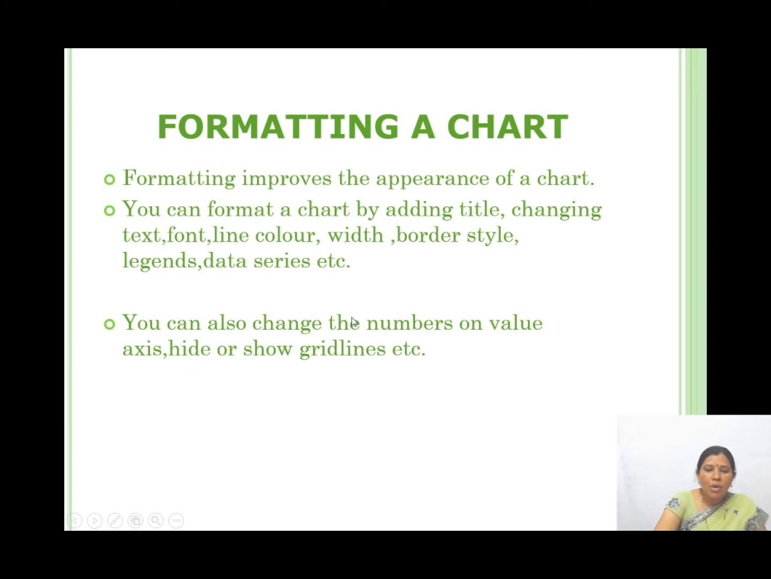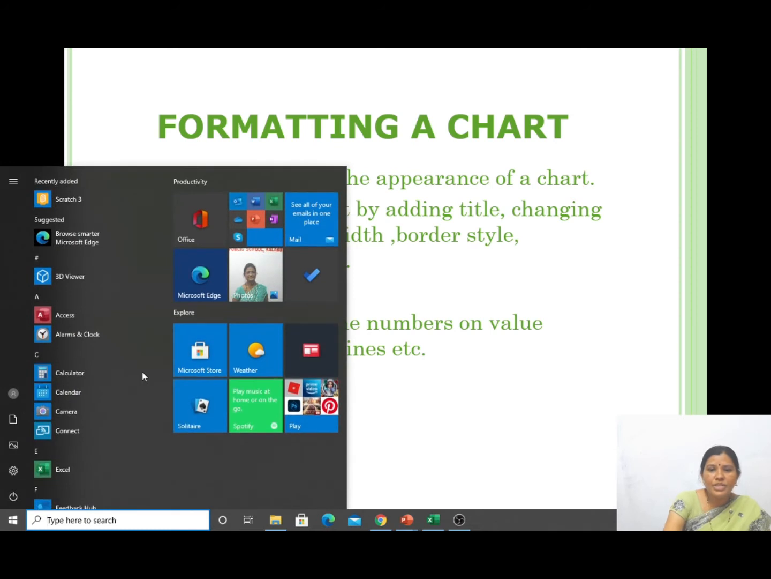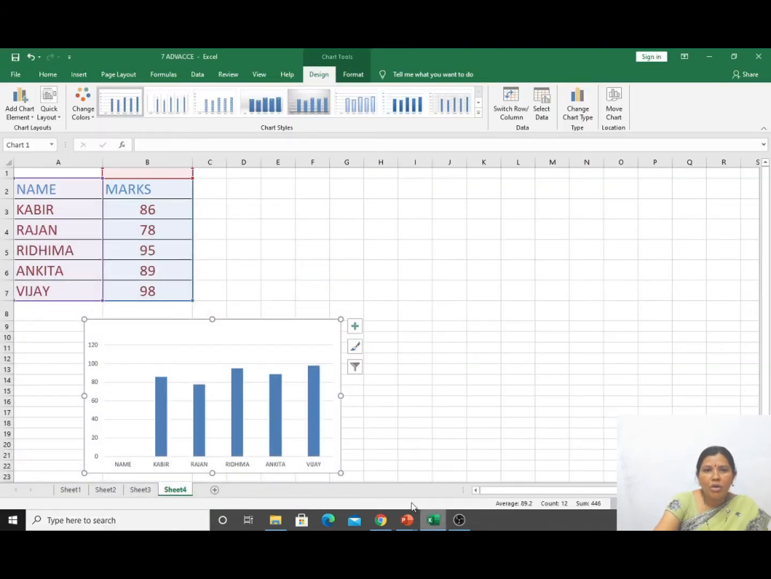Okay, now I will show one example of how to change the background color, the colors and patterns. Say, for example, now we want to change the plot area. Here it's a plot area. This is my plot area. I want to change the color and pattern.